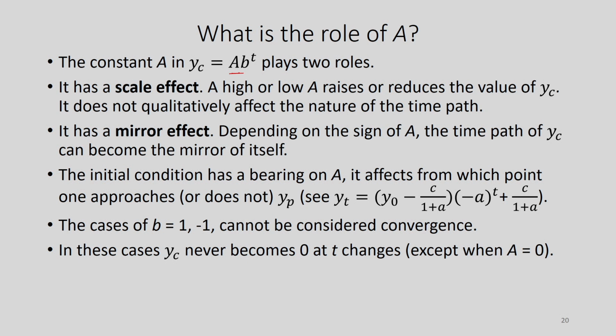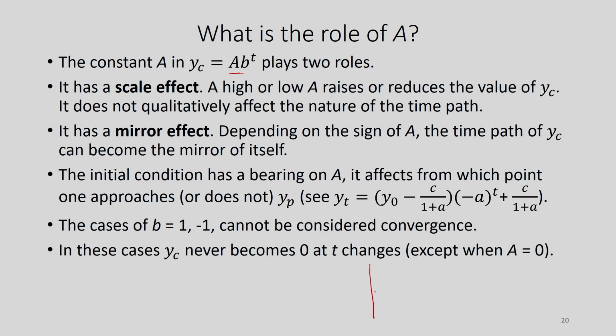It basically gives a scale effect, maybe the path shifts up a bit or shifts down a bit, but qualitatively the nature of the equilibrium does not change. The second role is that it has a mirror effect. Depending on the sign of a, the time path of yc can become the mirror of itself, and this is not difficult to understand.